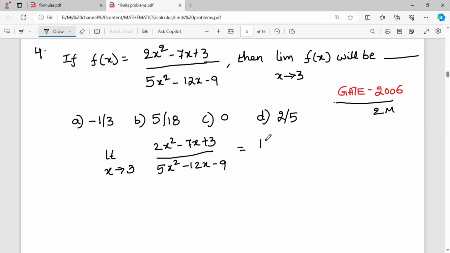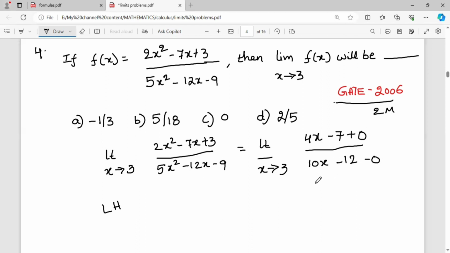For this purpose, limit x tends to 3, apply L'Hospital rule. L'Hospital rule means you have to differentiate this expression. So d by dx of 2x square is 4x, minus 7x differentiation is minus 7, plus 3 differentiation is 0, by 5x square differentiation 10x, minus 12x differentiation minus 12, minus 9 differentiation 0.